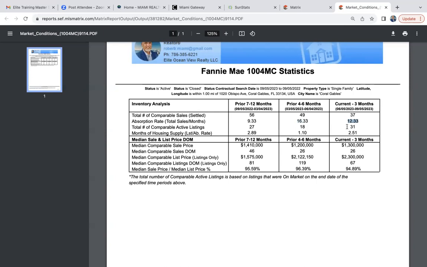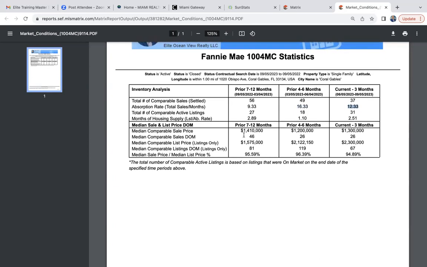Our active listings increased to 31. 31 active listings. So our price range is holding steady, 1.4, 1.2, 1.3. Our active list price is actually up. So we went from 1.5 to 2.1, now 2.3. And we are currently selling at 95% of the original price.